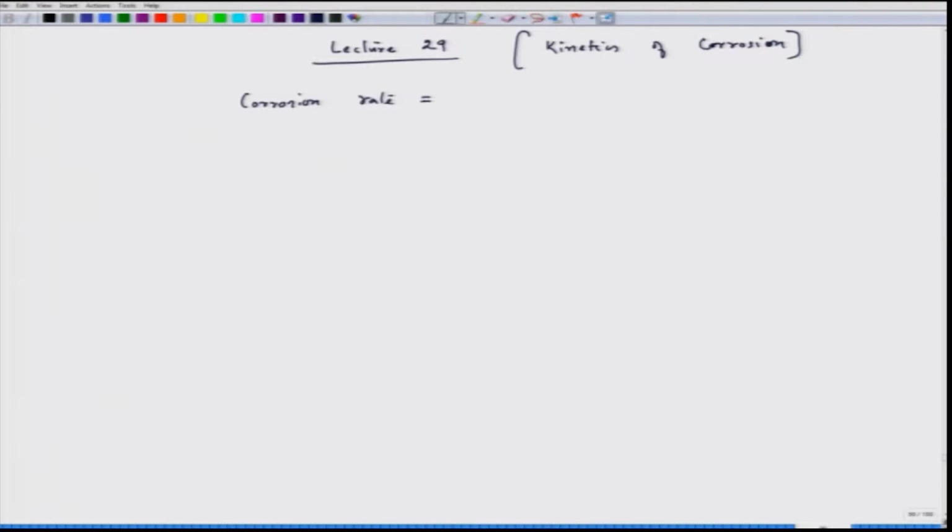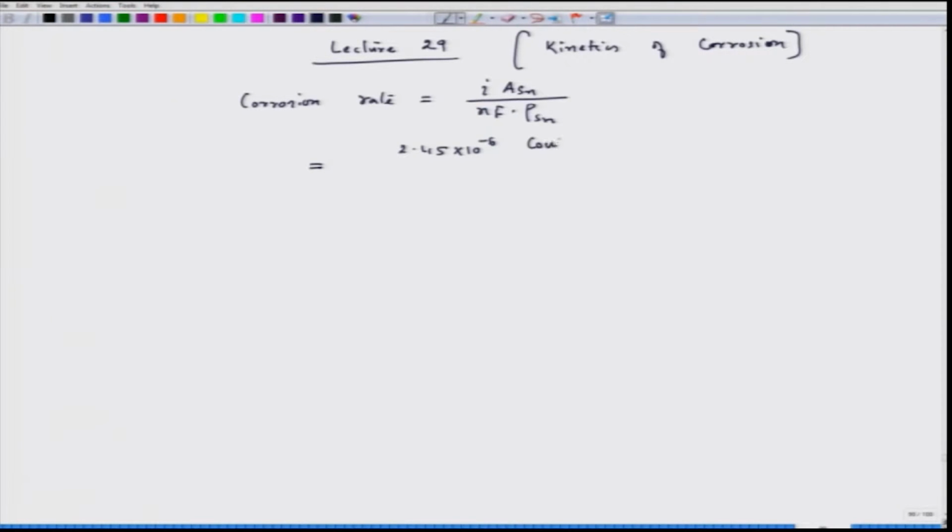is equal to I A M divided by N F rho. Here M is nothing but the atomic weight of Sn, and rho is the density. We can write the current density as 2.45 into 10 to the power minus 6. It is basically ampere per centimeter square.